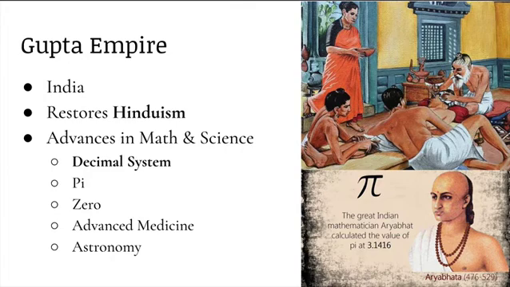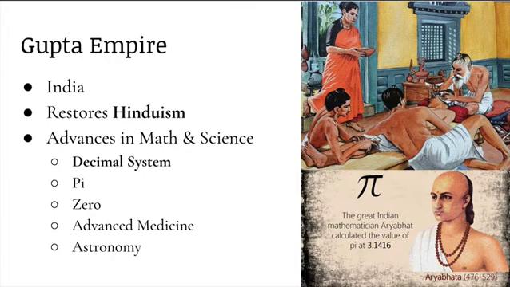The Gupta Empire has the decimal system. They come up with pi, zero. There's advanced medicine. I forgot if I told you guys, but see the guy in the picture on top. He's actually doing plastic surgery. They can fix your nose. Astronomy. So this is another civilization that has a lot of arts and science.